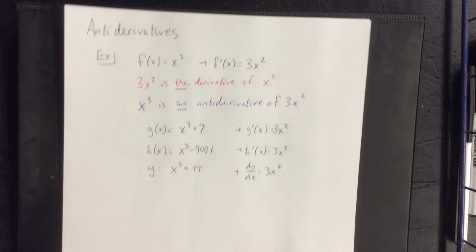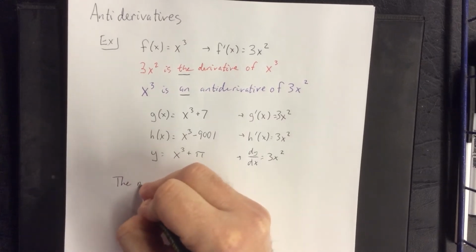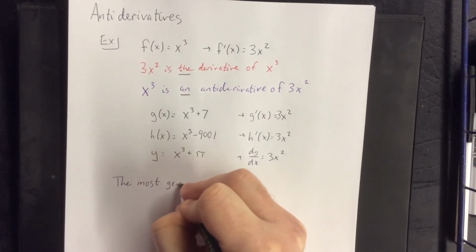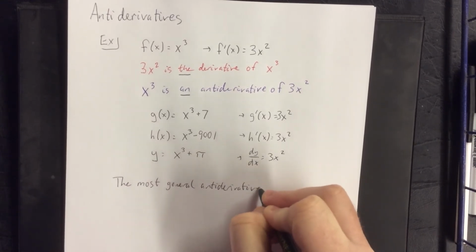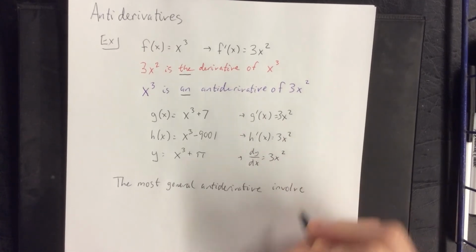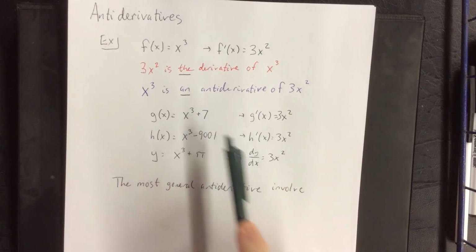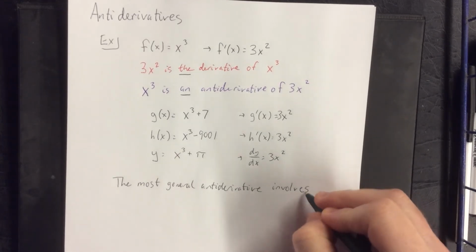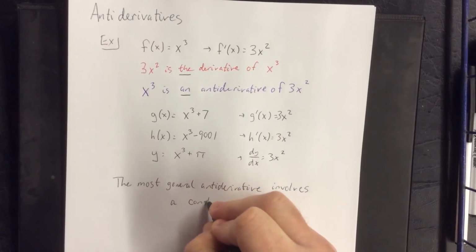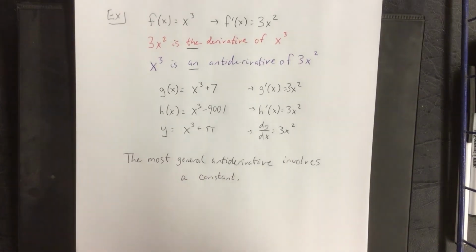So the idea is, if we're interested in finding the most general antiderivative, this is going to involve the potential to have a constant added on. In the first case, there was no constant added on, but we could do a plus 7 or a minus 9001 or a plus pi, or generally, it could be any constant. So the most general antiderivative involves a constant. We can say this more generally using the following theorem.